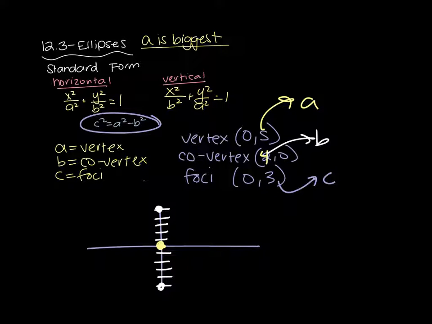The co-vertex is on the other axis. So 1, 2, 3, 4, it would be here, and 1, 2, 3, 4, it would be here.